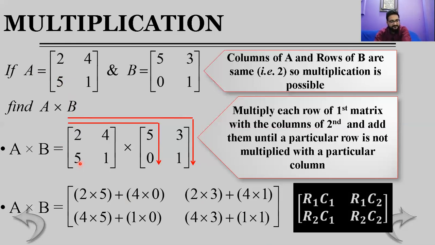Any problem till now? Okay, now we suppose the value of 4 in here, so 4 multiplied by 5, 1 multiplied by 0, and this is the value of C. Now we find the value of D, the second row multiplied to second column. We suppose that the value of this is not 5, it is 4. So 4 multiplied by 3 in here, and then 1 multiplied by 1 in here.